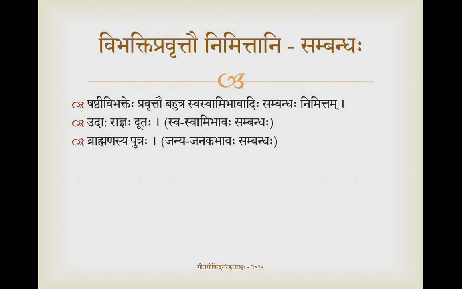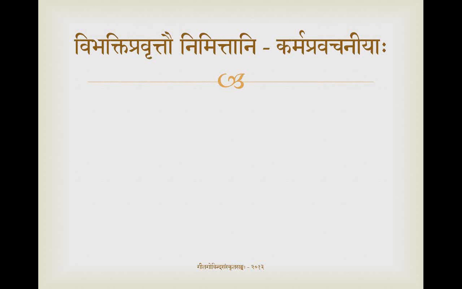Brahmanasya putraha. There you have janya janaka bhava. So Janaka is the Brahmana and Putra is the Janya. So this is again a relation between the nouns. So in case of all such Sambandha, based on the Sambandha, there can be Vibhakti being told. And there is one more Nimitta which is called Karma Pravachaniya.